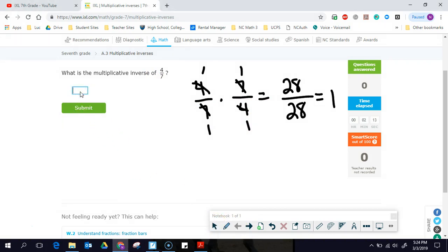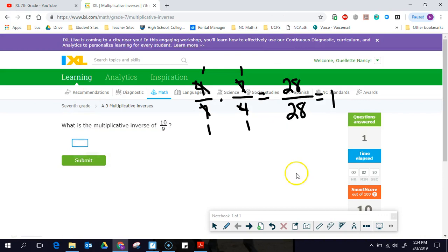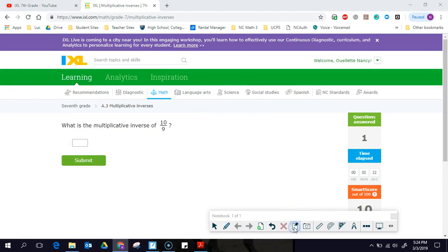And I think we're going to use the slash key for that fraction, because they don't give us an option of putting in a fraction.